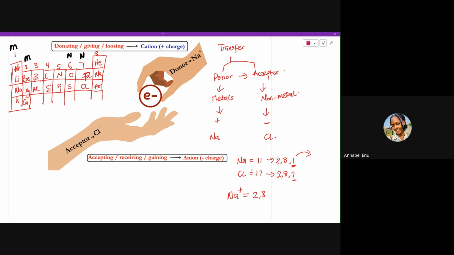Now sodium has donated 1 out, so that it will have 8 as the outermost shell. Now how about chlorine? Chlorine is 17 and 2, 8, 7. Now which is easier to do? Is it for chlorine to donate 7 or to accept 1 so that it will be complete? 7 is a whole lot of number to be donating. It is easier for chlorine to just accept 1 and be complete.